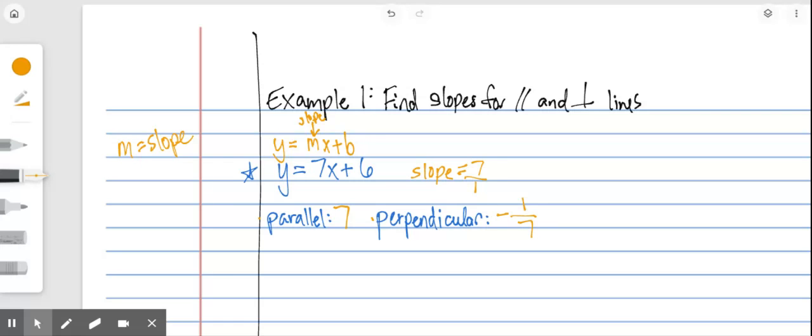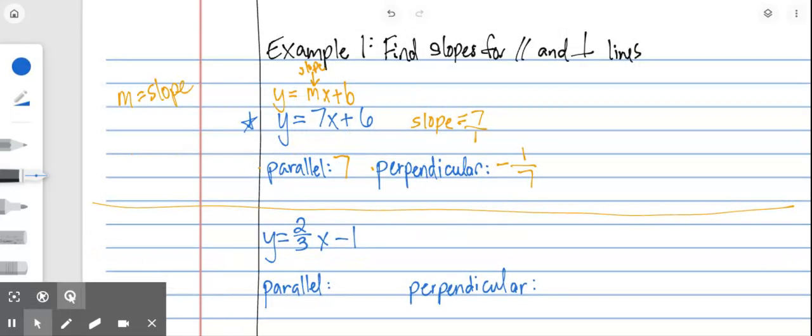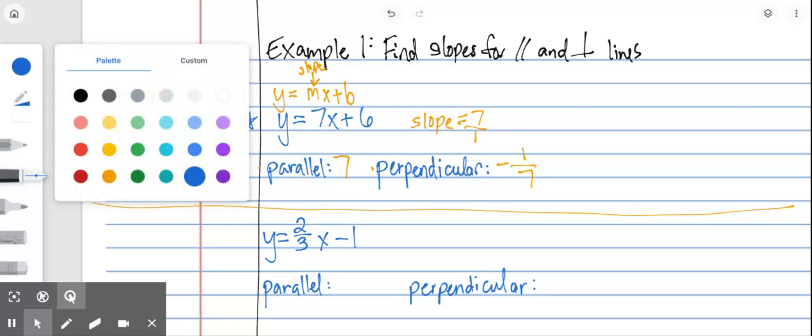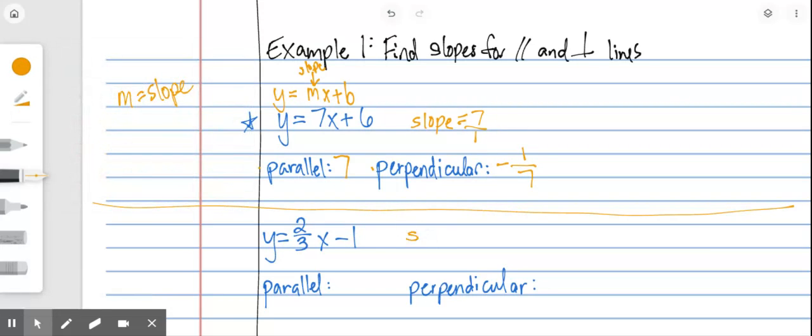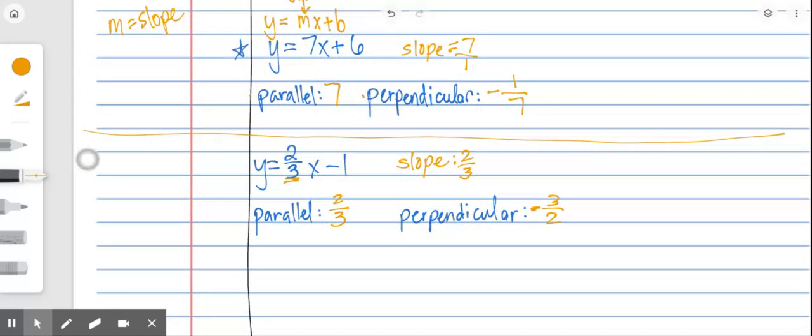Okay, I'm going to do another example. Okay, so this one is y equals 2/3 x minus 1. So I'm going to do the same thing. I need to identify the slope. Slope is right here. It's the number next to the x. So 2/3. So if I want a parallel line, I'm going to keep the same slope. So that's going to be 2/3. And then perpendicular. Since the original slope is positive, the perpendicular slope is negative because that's opposite. And then reciprocal, I need to switch the 2 and the 3. So it's negative 3 over 2. Okay, easy enough. I'm going to give you 2 try-its.